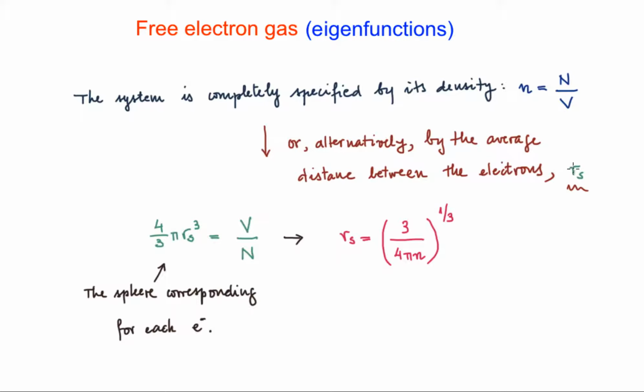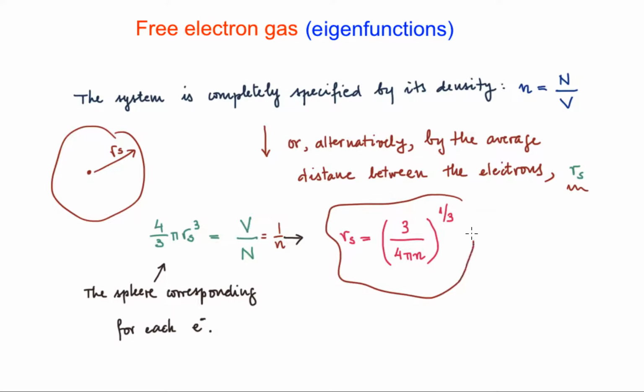For that, to calculate it, we can consider that each electron occupies like a sphere of radius rs. And we can calculate the volume of the sphere that each electron is occupying. So the volume is 4/3 π rs³, which has to be equal to the volume corresponding to each electron, which is the total volume over the number of electrons. So this is actually 1 over n, which is 1 over the electronic density. So from here we can extract rs in terms of the density, and that's the expression we have between the average interelectronic distance and the electronic density.